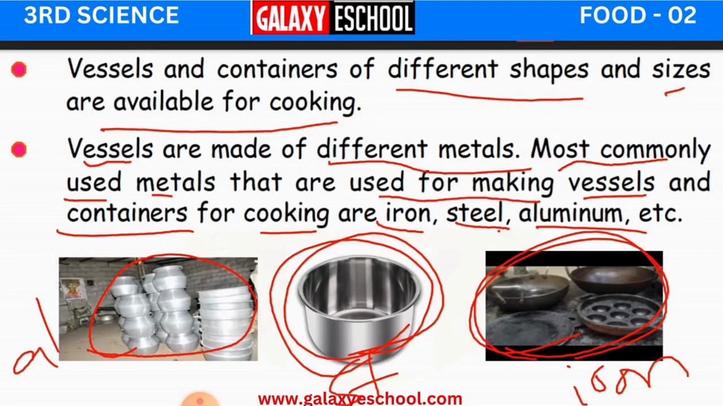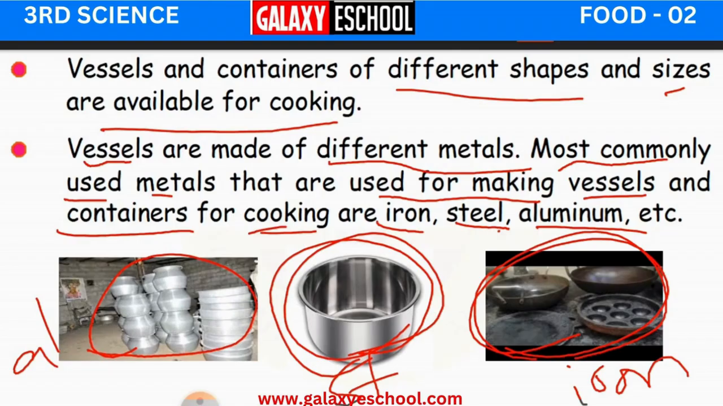As you can see in the picture, you might have seen this iron pan, which we use for preparing dosa, roti and all this. Even iron pans are used for frying puris. Clear, children? These are the most commonly used metals for cooking. This you have to remember: iron, steel and aluminium.